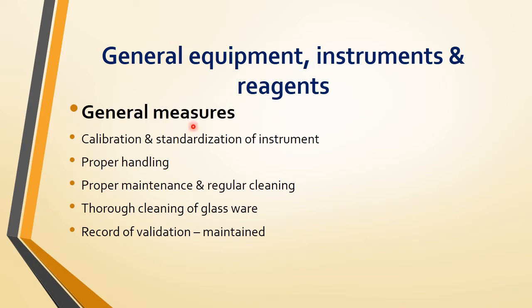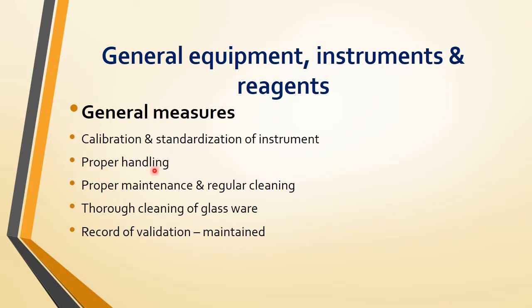Some general measures are given here, that is we need to have the calibration and standardization of the instrument. So calibration refers to the act of checking or adjusting the accuracy of the instrument. So whatever instrument we use, we have to adjust it so that it is going to give the accurate values, and standardization of the instrument is done.